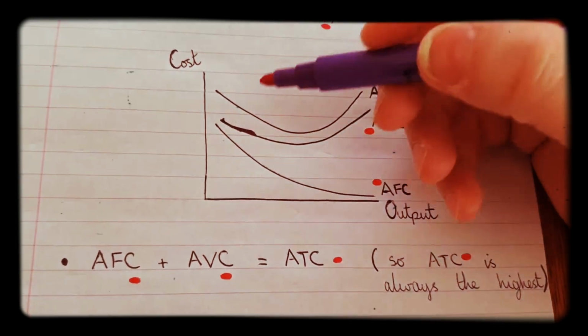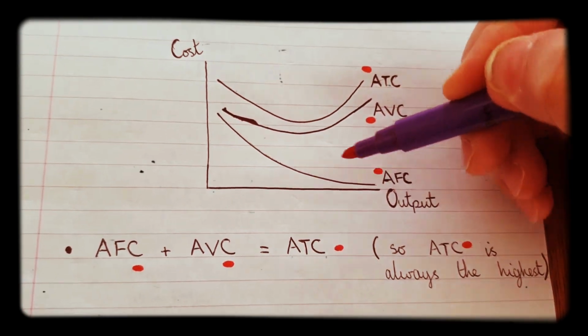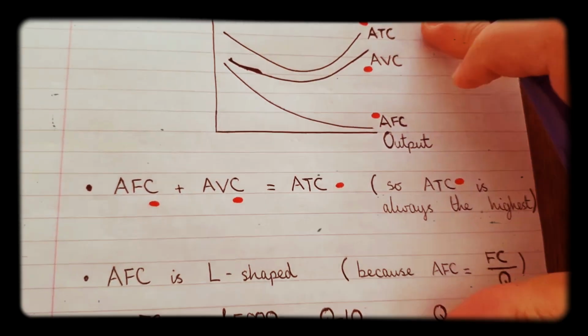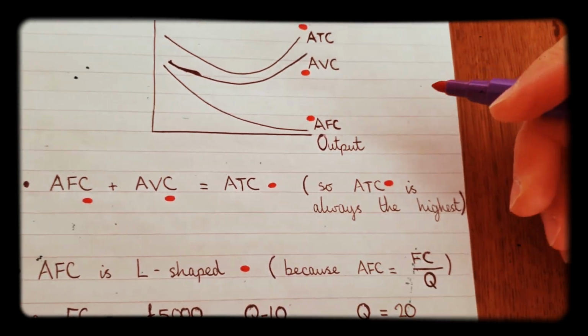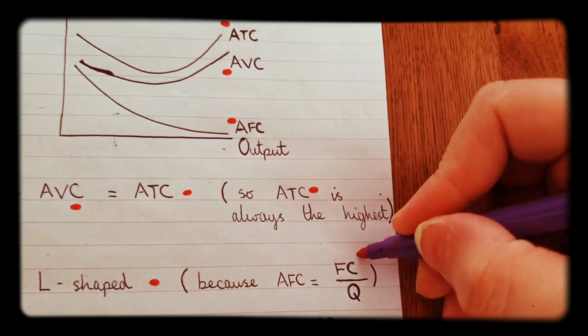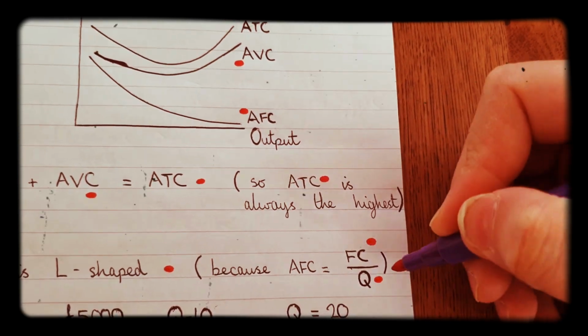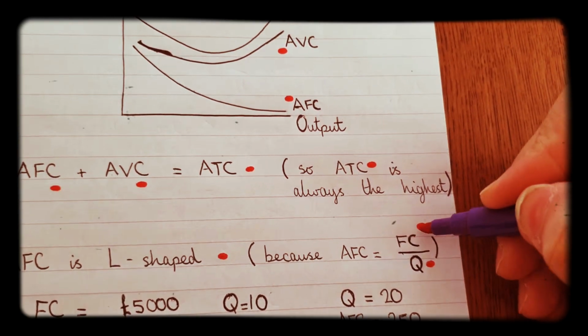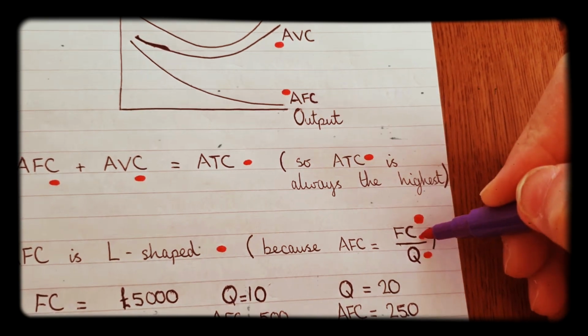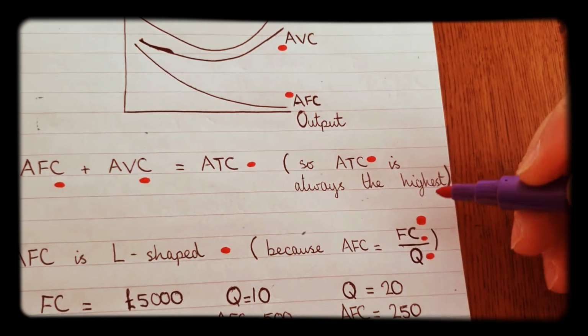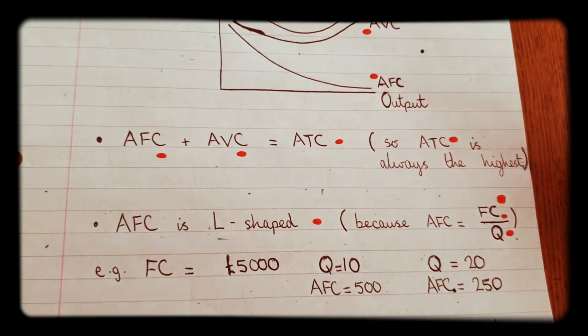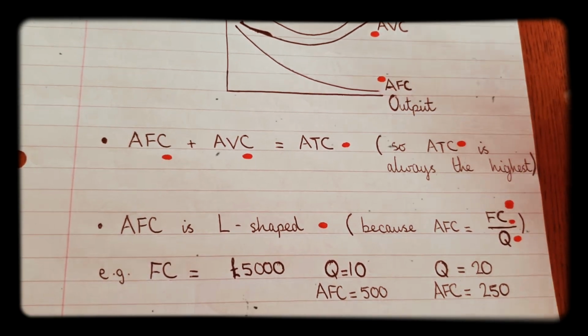You might be wondering, why is the average fixed cost curve an L shape? The reason is that average fixed cost is fixed cost divided by quantity. Remember, fixed costs do not change, so this always stays constant while the quantity goes up. So if you keep dividing by a higher number, the average fixed cost will go down.